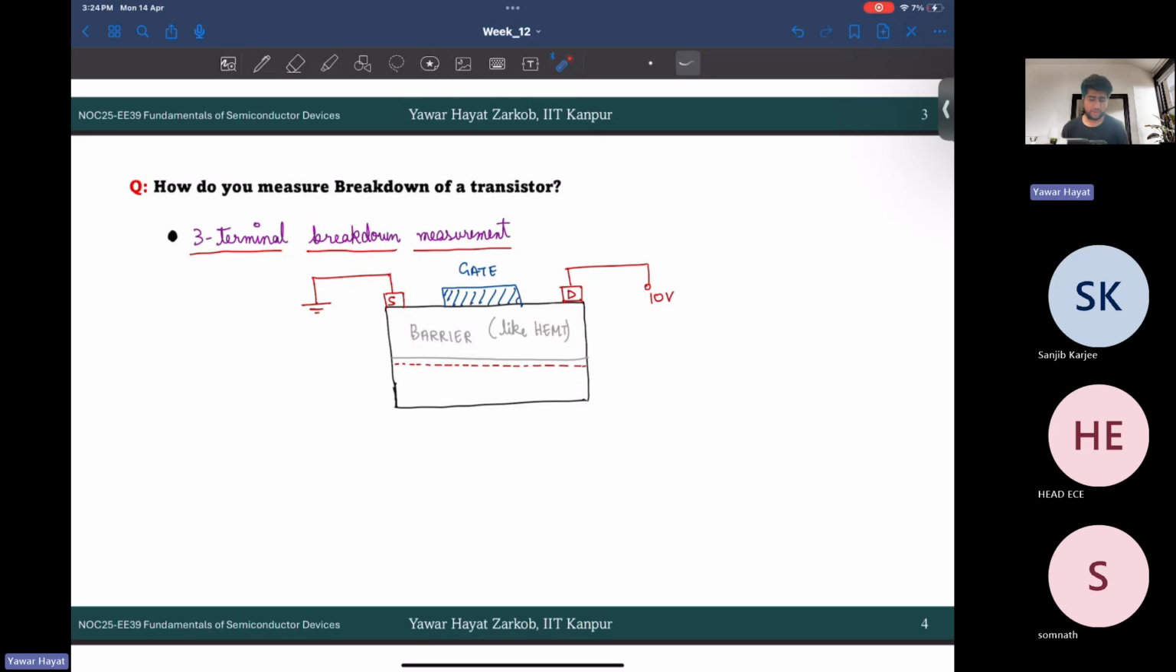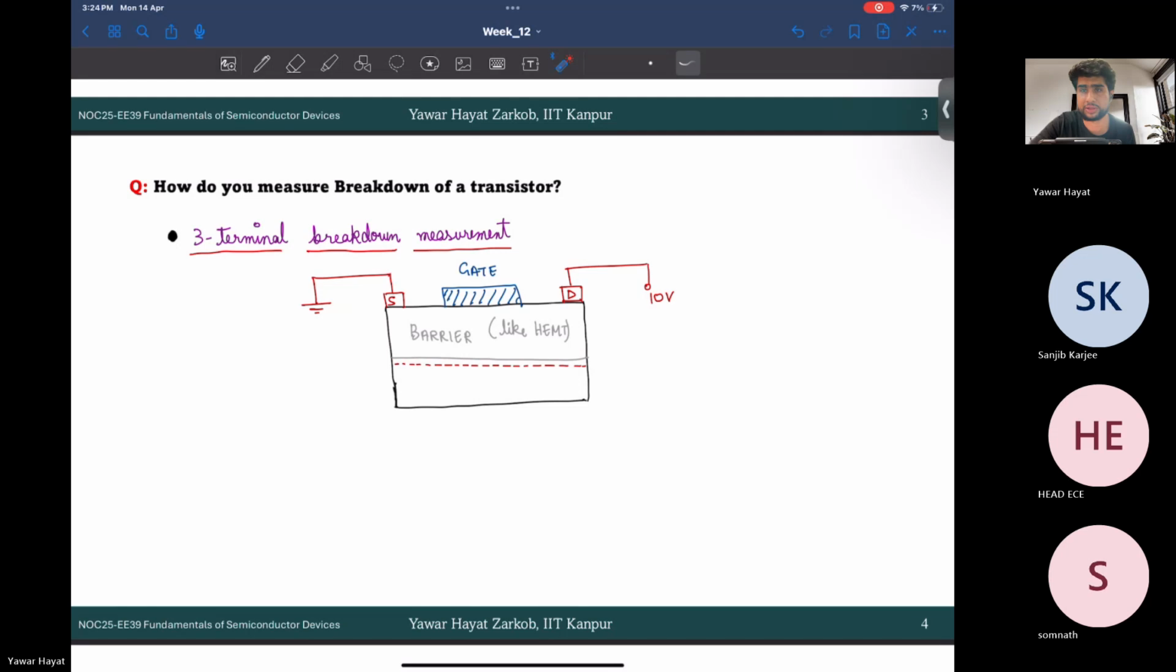So now, what will happen if I apply a negative gate voltage? There will be vacant space. What will happen to the channel? There will be depletion. The channel will be depleted. Right. Okay.